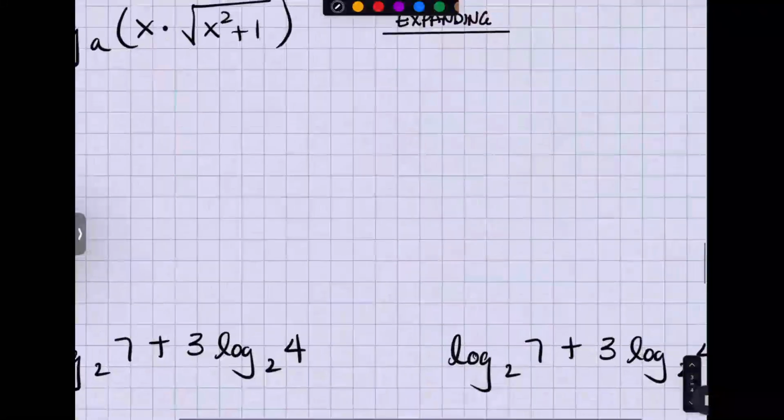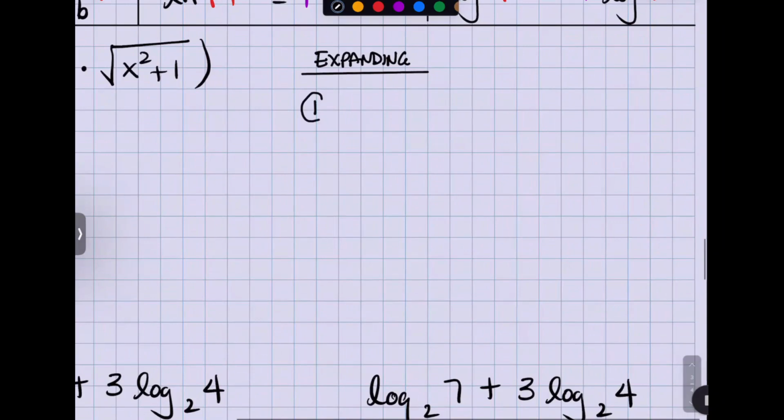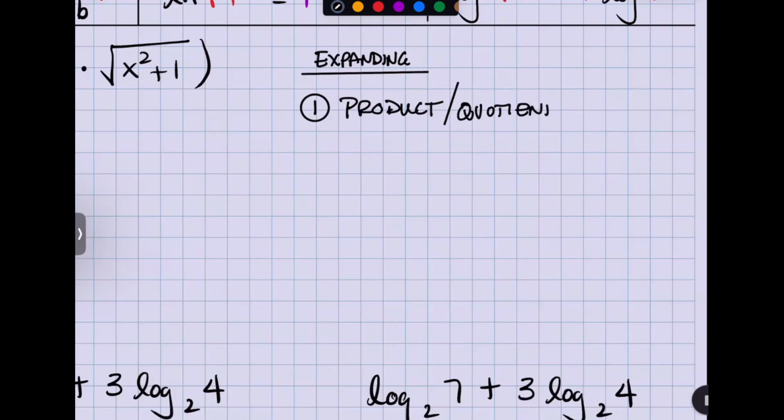So with expanding, the first thing you're going to do is that you're going to use the product rule and the quotient rule. Then you're going to use the exponent rule, or the power rule. Sorry. Which means that you're going to have to try to convert every single parentheses, every single square root into a power.